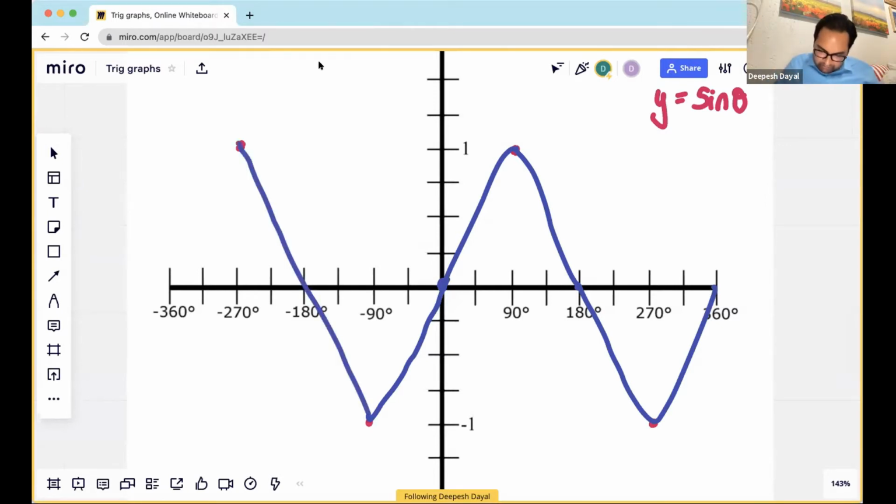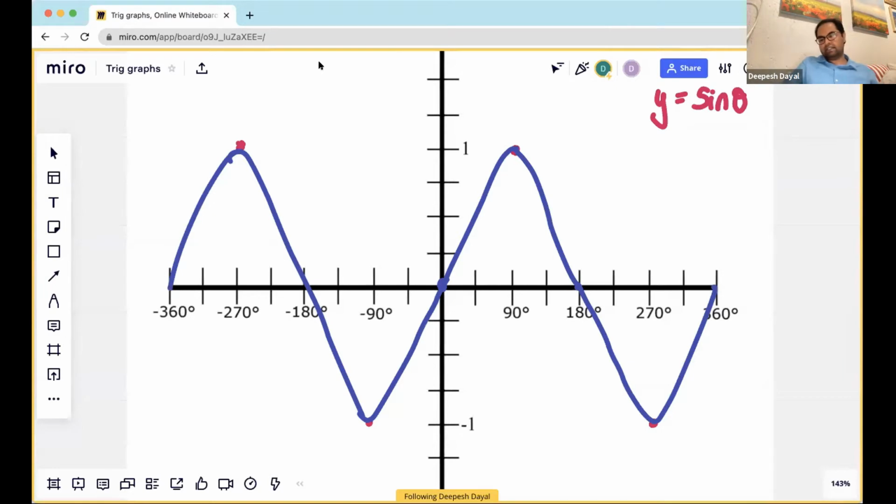Okay. I don't really like how it turns here. It should actually turn nicely, right? Let's try and do that differently. Like that. And then it turns here. And it goes through to 360 degrees. And this is y equals sine theta.